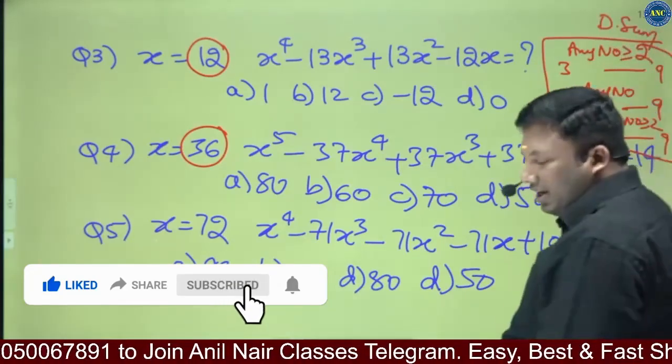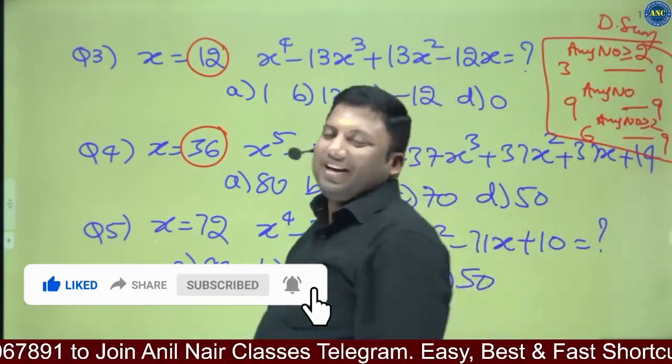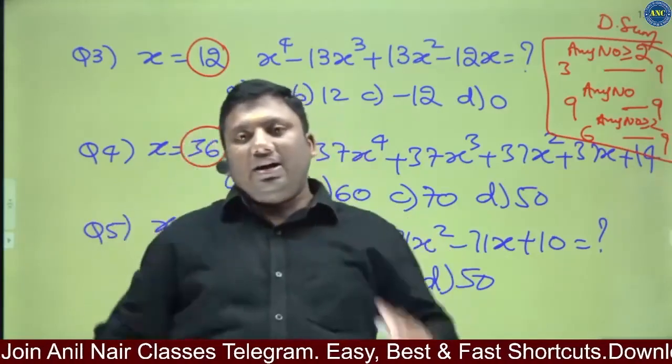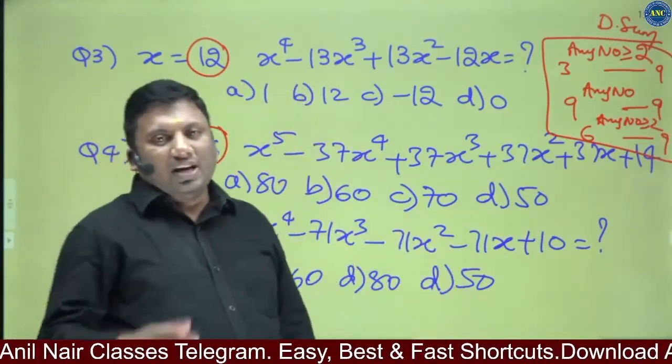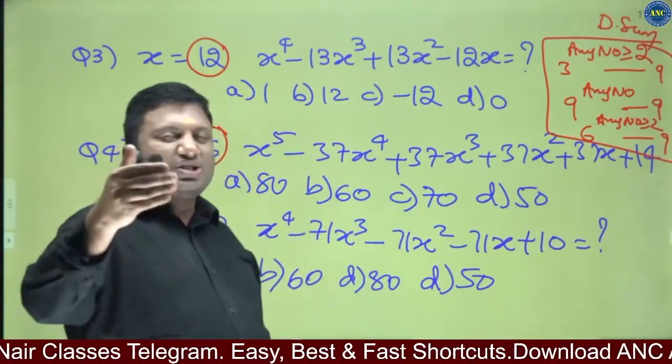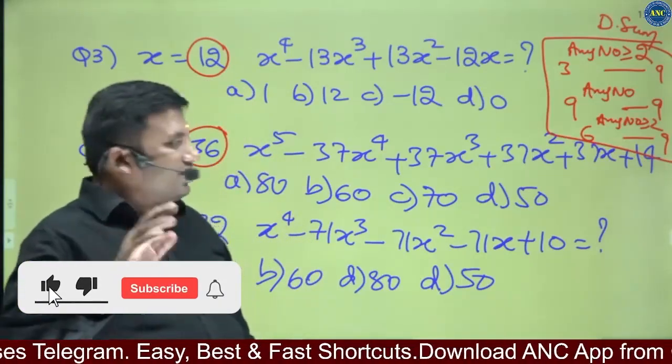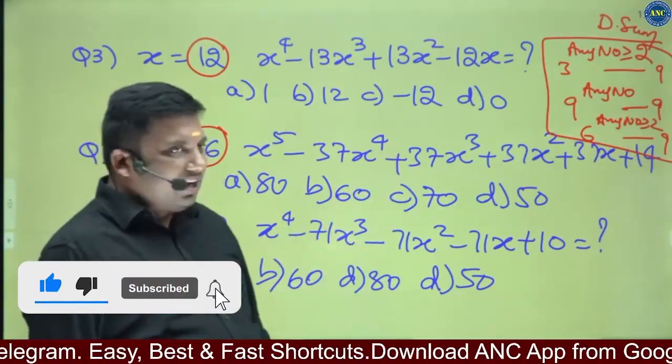3 square it is 9. 3 cube it is 27. 3 power 4 is 81. 3 power any natural number greater than or equivalent to 2, it is 9. 6 square 36. 6 cube 216. 6 power 4 it is 1296. 6 power any natural number greater than or equivalent to 2.